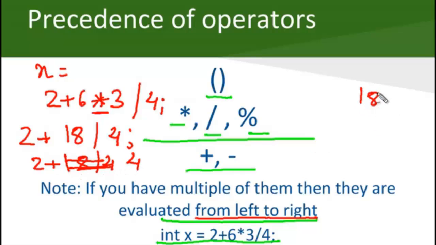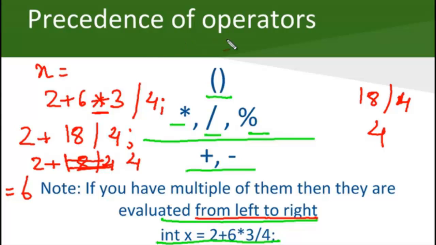We saw previously how division is performed differently: as both are integers, 18 divided by 4 will return an integer, so your value will be 4 instead of the real number value, which is 4.5. So now 2 + 4, and the answer will be 6.